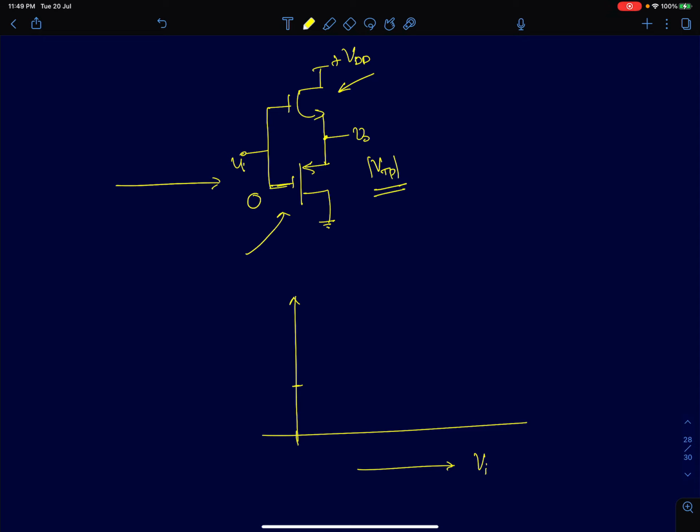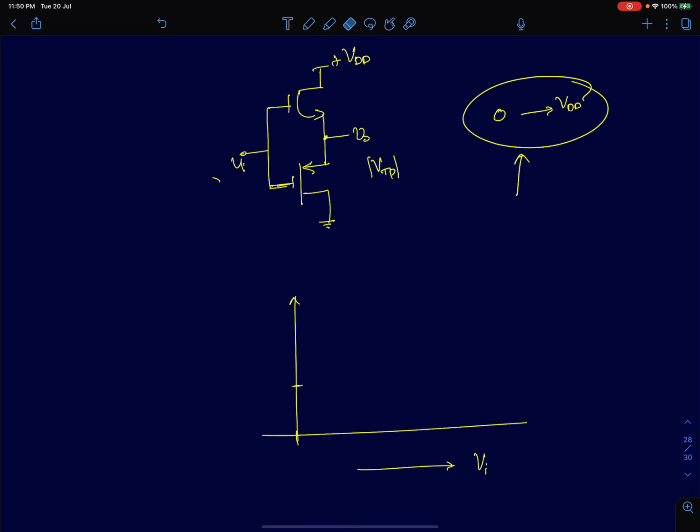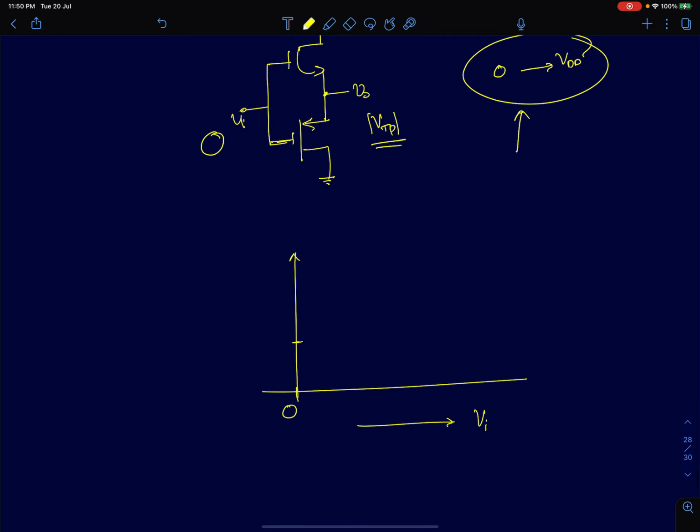So I'm going to assume your input can change from 0 to VDD. That's the range of voltages for which your input can change, and we'll also draw this graph assuming your input can change over a larger range. So first we'll make this assumption and draw the graph. The output here is initially at mod VTP and the input was 0. At 0 volts the output was at mod VTP. So this is where we are starting.